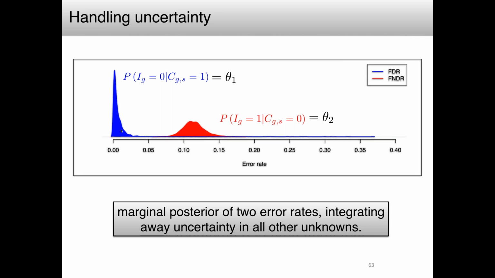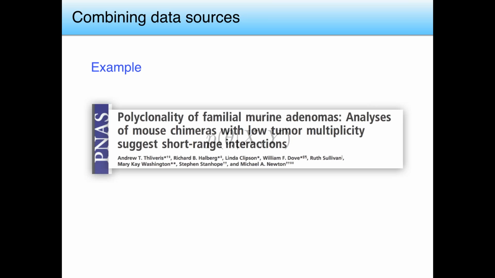Okay, I want to move on to another example. Combining data. One of the big things about Bayes is that you can combine multiple data sources. So I'm going to talk about different data, X and Y, coming together to make inference. This is a story about cancer.